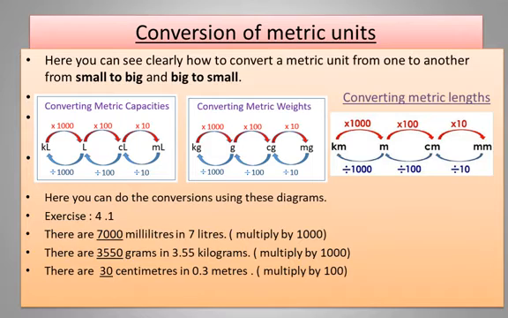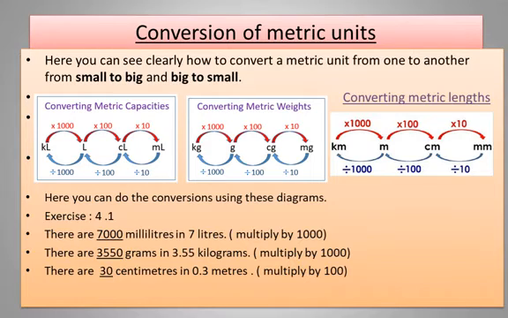You can use these diagrams to solve the questions I gave below. The first question is: there are dash milliliters in 7 liters. You have to calculate how many milliliters are there in 7 liters. So we are going to convert 7 liters into milliliters, that means from liter to milliliter, from big to small.